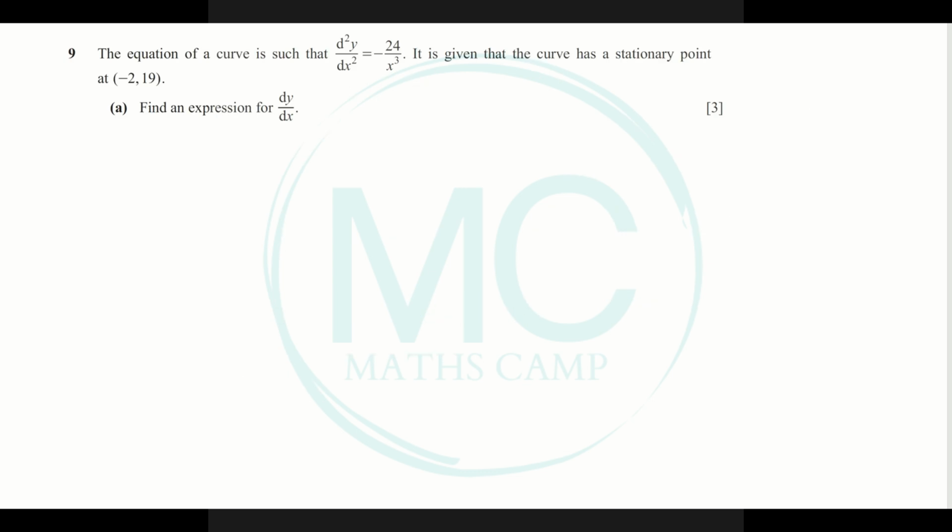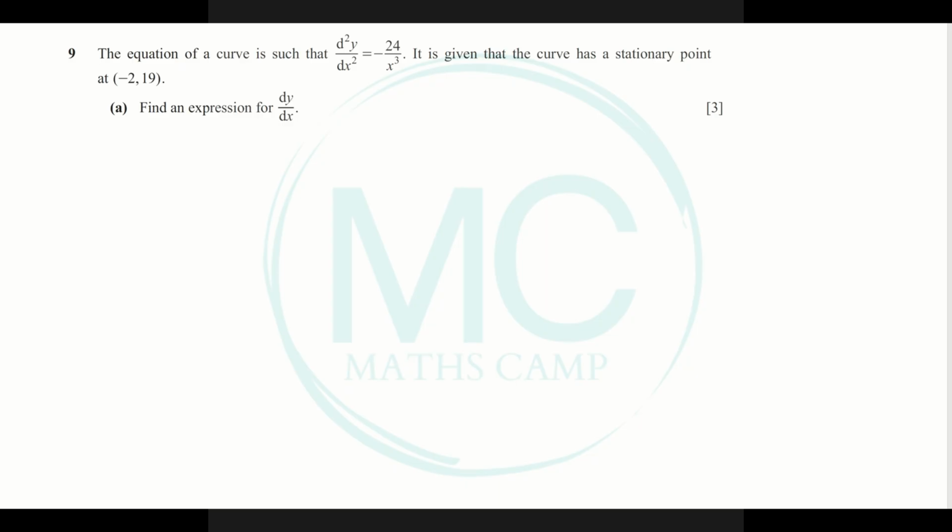The equation of a curve is such that d squared y over dx squared is equal to -24 over x cubed. It is given that the curve has a stationary point at -2, 19. Part A says find an expression for dy over dx.